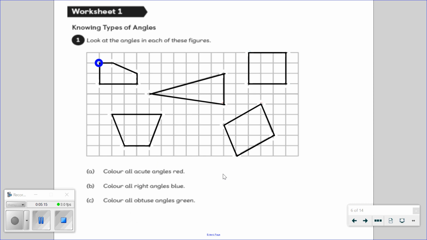Here's the worksheet, and it's very like the guided practice. You need to identify the different angles. You colour any acute angles red, right angles blue, and obtuse angles green. And you can see that one of the angles has been done for you.